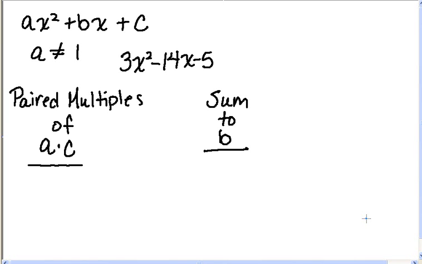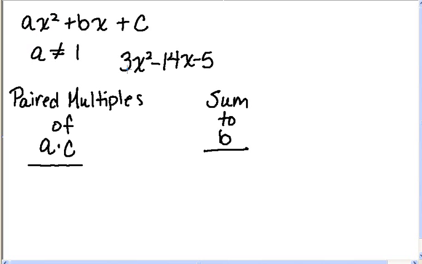This video will demonstrate how to factor a quadratic when a is not equal to 1. So remember, a quadratic has the general form ax squared plus bx plus c. And what we're going to talk about now is when a is not equal to 1, or in other words, the number out in front of the x squared term is not a 1.